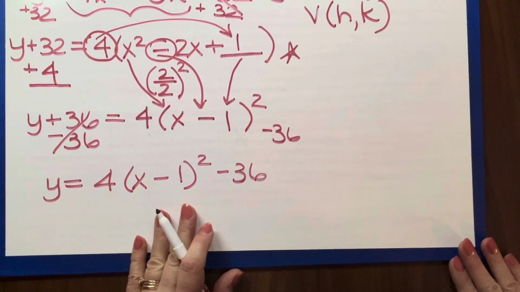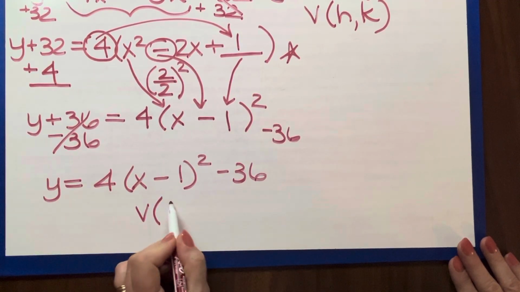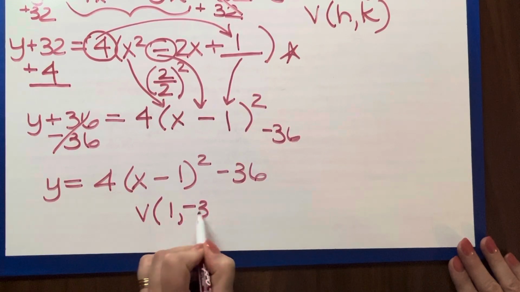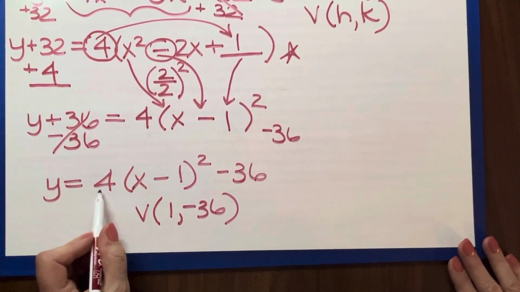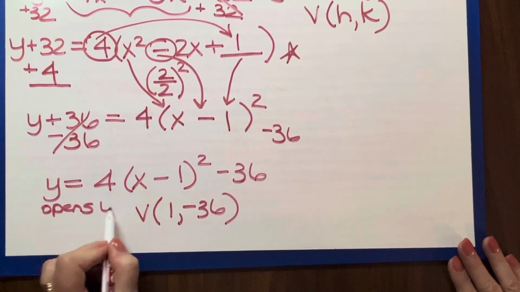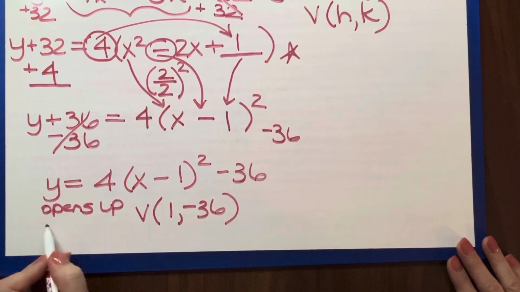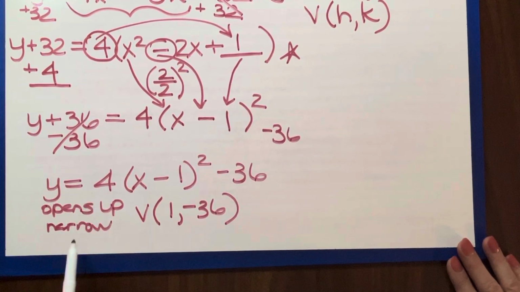Let's quickly talk about what some of this means. First of all, my vertex is (1, negative 36). This a value is 4. That tells me that my parabola is going to open up, and it's going to be pretty narrow. The bigger this number gets, the skinnier or more narrow your parabola gets.